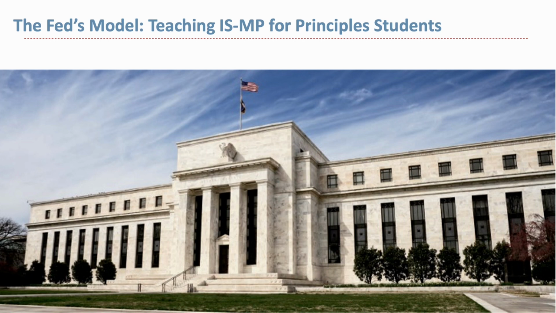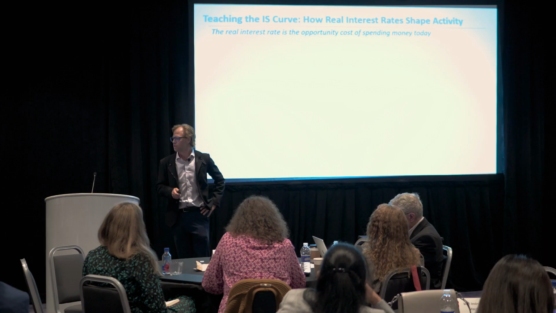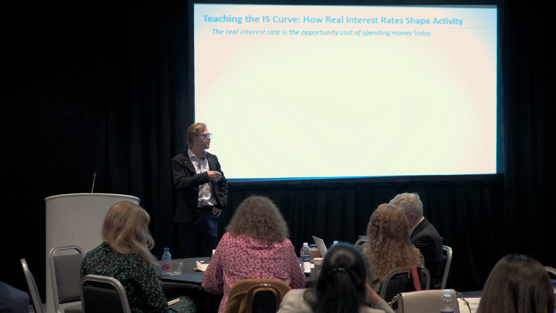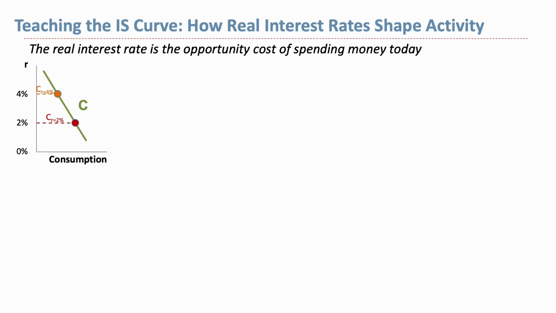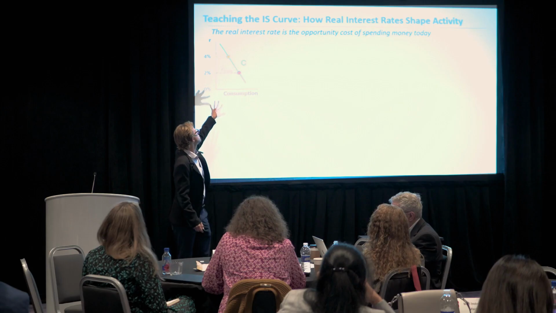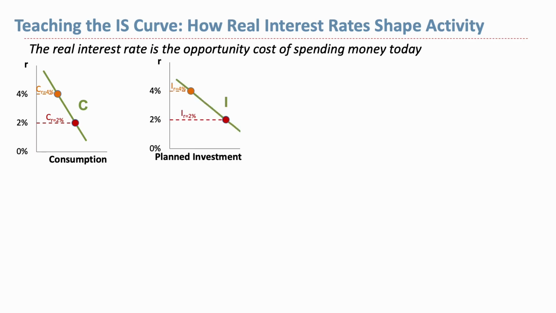And let me try. Okay, so the first thing I'm going to tell them is, let's start with the IS curve. The real interest rate is the opportunity cost of spending money today rather than in the future. So therefore, the higher the real interest rate, the less money I will spend. And so it's going to say consumption declines as the real interest rate rises. Investment is particularly interest rate sensitive. We know how to tell that story.